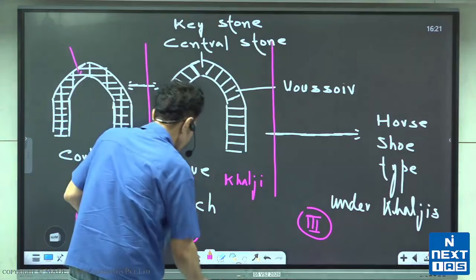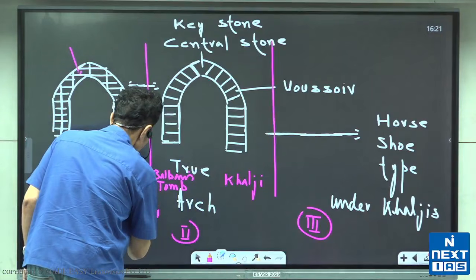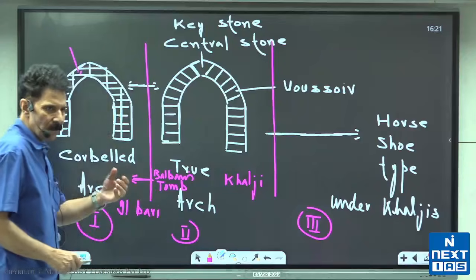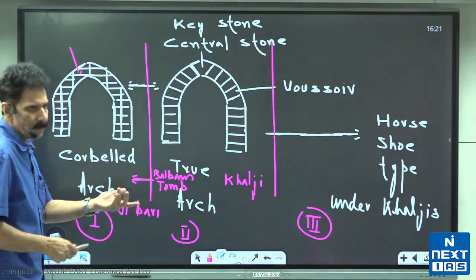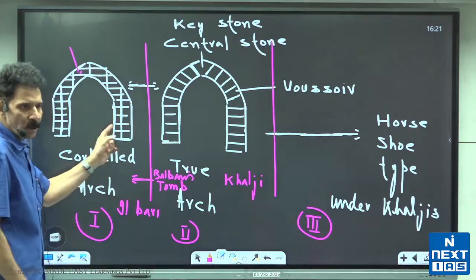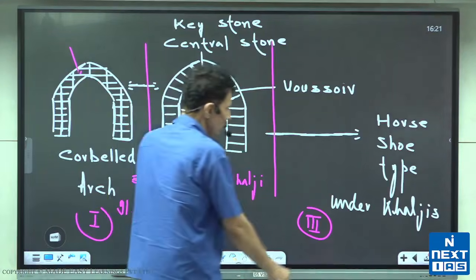Ilbari. Okay, this should be E-L. Ilbaris. Ilbaris were the Turks. The first dynasty we normally call Ilbari dynasty or early Turks. Second dynasty was Khalji. This is the second one.